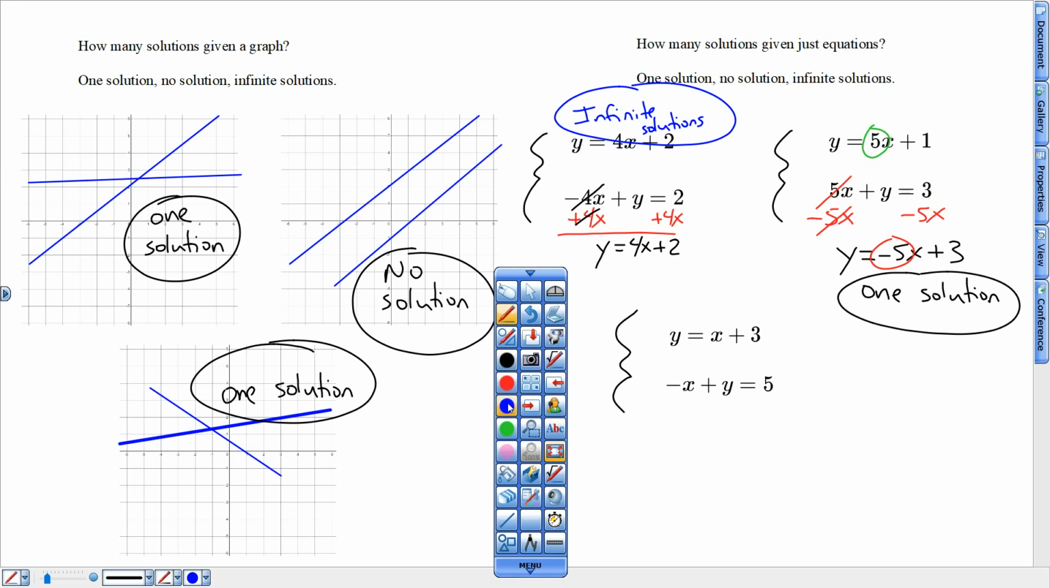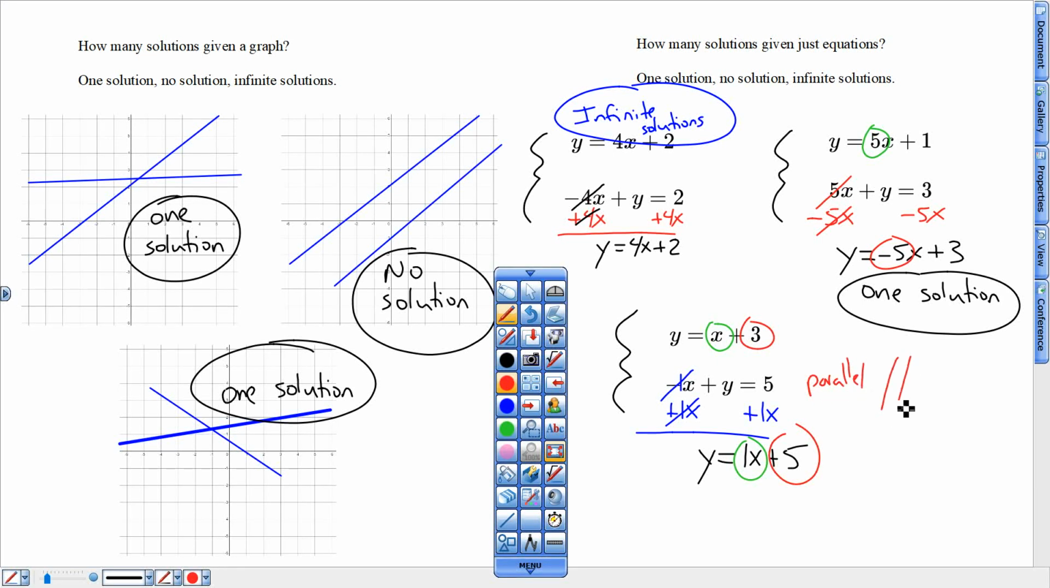All right, next one, here I go. This is -1, I'm going to add 1. That gives me y equals 1x plus 5. And again, these are the same, but these numbers are different. That's a parallel set of lines. That is a no solution. This is overlapping lines, and then this is a 1 solution.